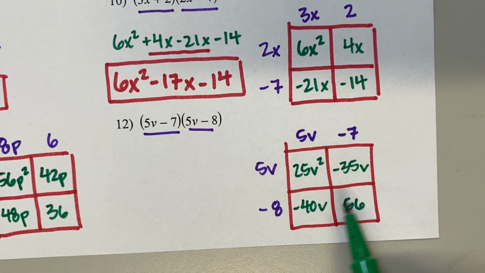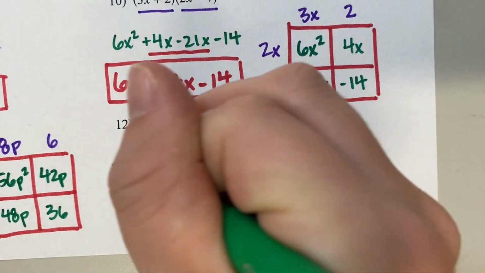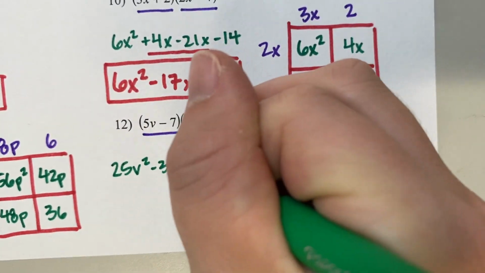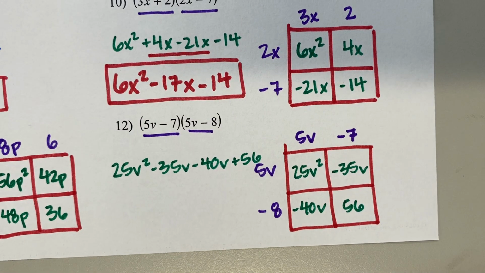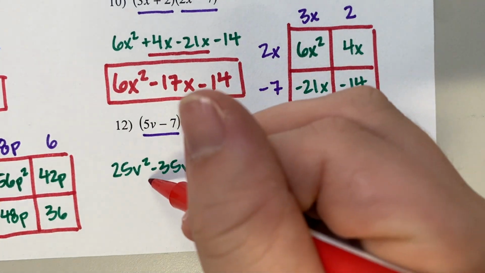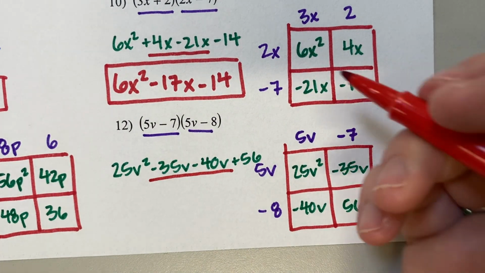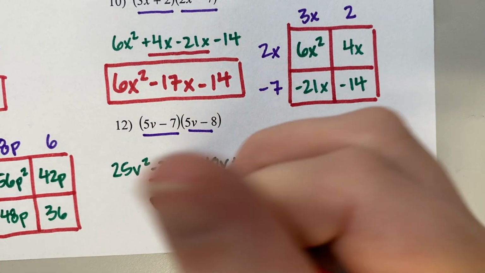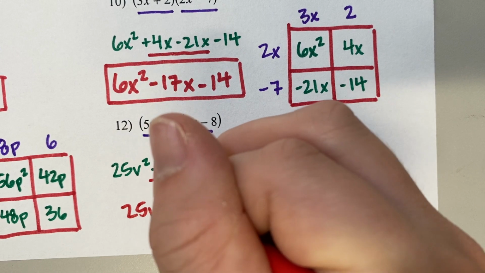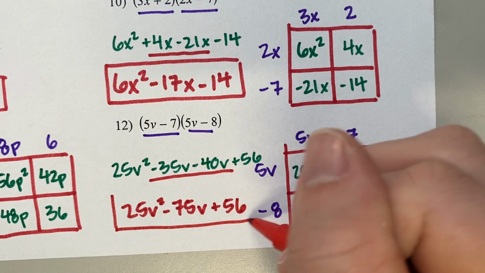Okay, now I'm just going to write it out in the order that I solved it. 25v squared minus 35v minus 40v plus 56. Now I can see my like terms that I need to combine. -35 and -40 is going to turn into -75v in the middle. 25v squared in front, plus 56 on the end. And there we go.